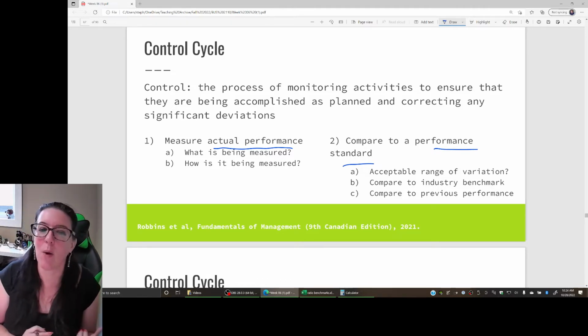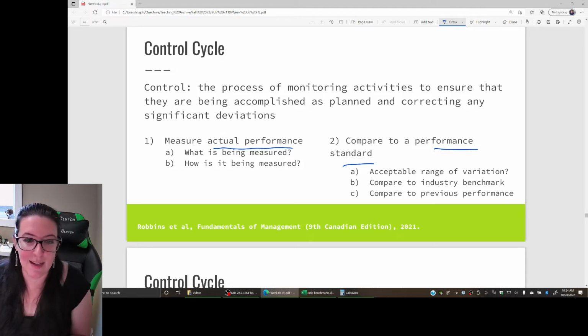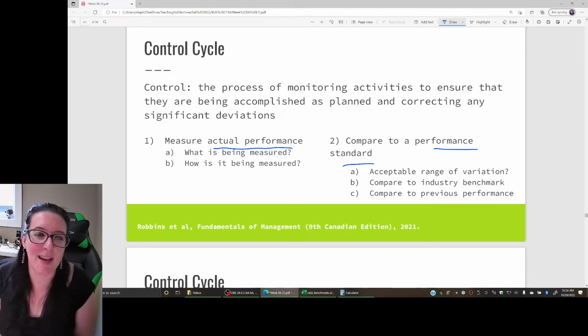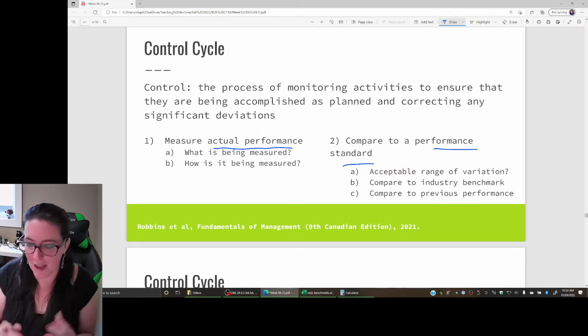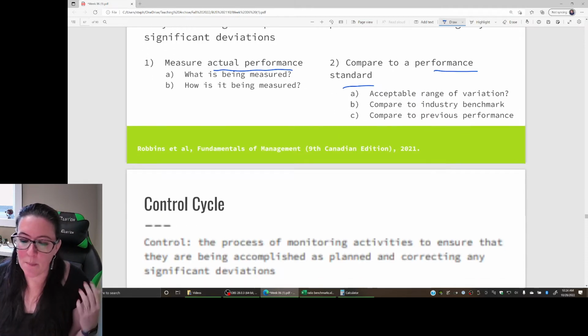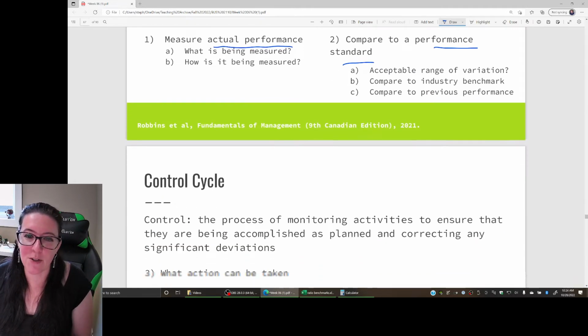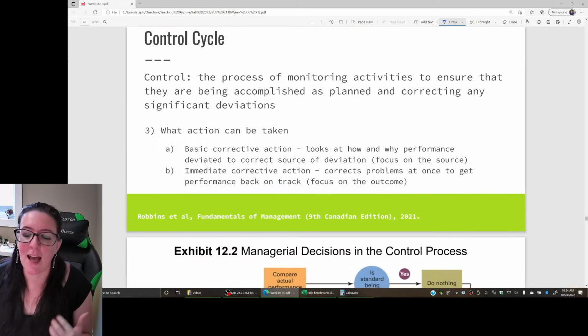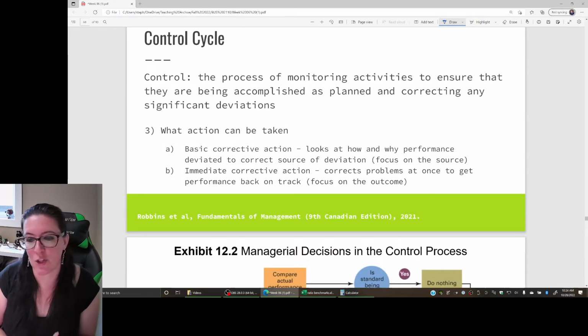Either that's how well we did in the past. Are we improving? That's comparing it to the industry. So we could use that Industry Canada data. And then how acceptable are we in terms of variation? How far off can we be? So we want to measure the actual, compare to a benchmark or standard, and then figure out what actions we should take. We could take what we call basic corrective actions.